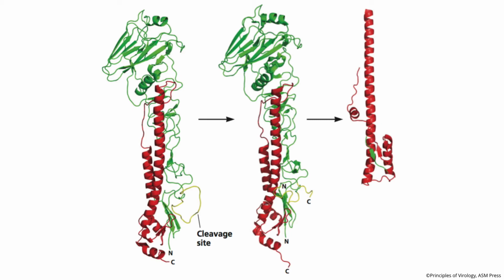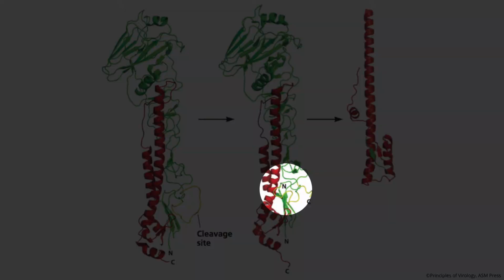So as the HA is made in the cell, the fusion peptide is not exposed. It has to be cleaved by the right cellular protease. And that's why flu only replicates in cells of our lung, because those are the only ones that have the protease that can cleave this. The cleavage exposes the N-terminus, which is shown here in yellow, and that's the fusion peptide.